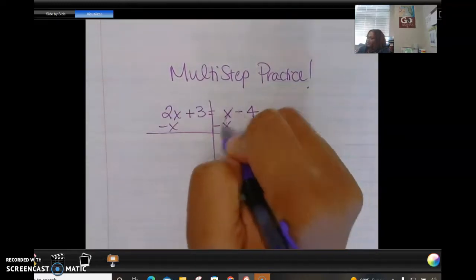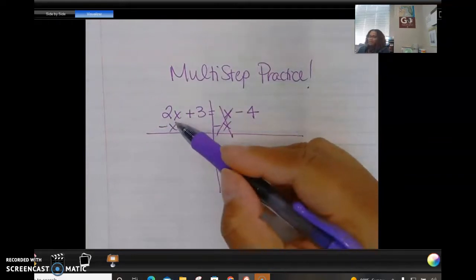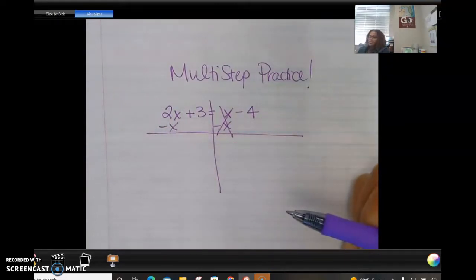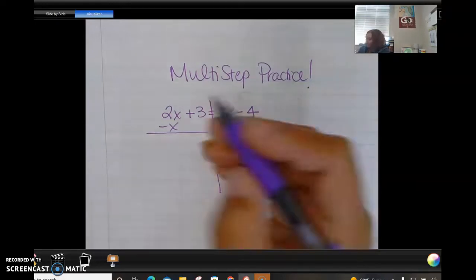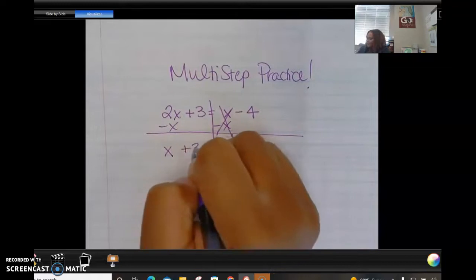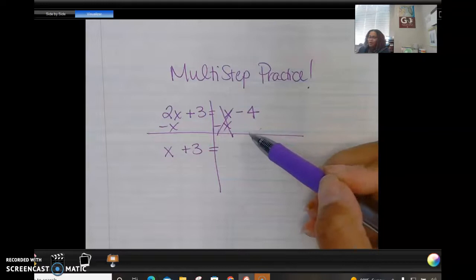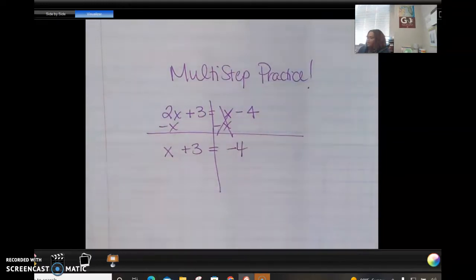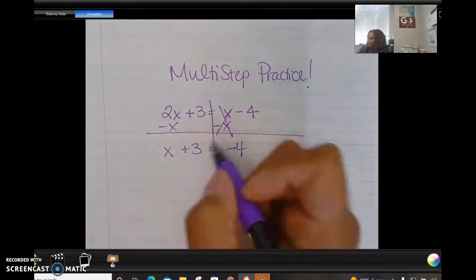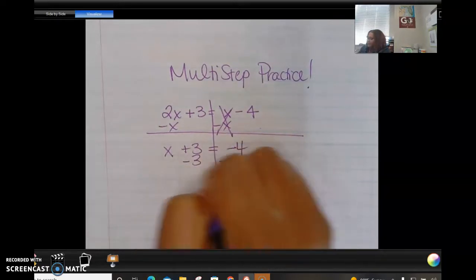Good, y'all. Cross these x's out on the right. 2x minus x. Nope, it's 2x minus 1x. What'd you say? 1. 1x plus 3 equals, what's still left over here? 4. What kind of 4? Negative 4. Last step, I cross something out on the right, now I've got to do it on the left. Good, on both sides. Quick and simple.